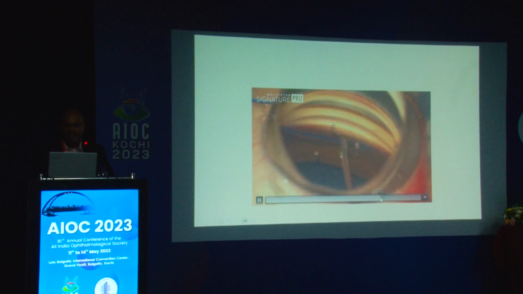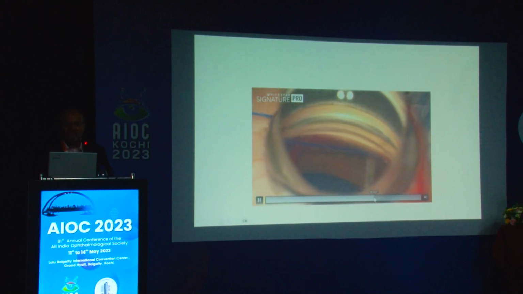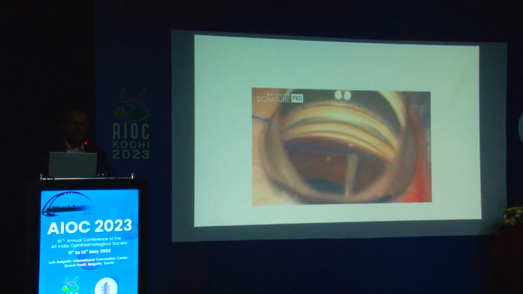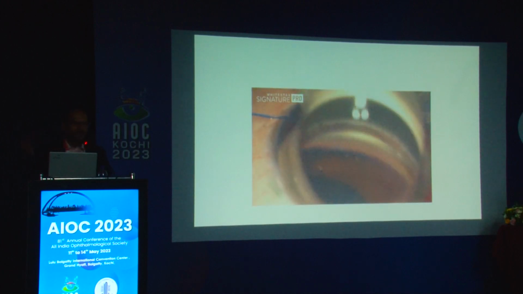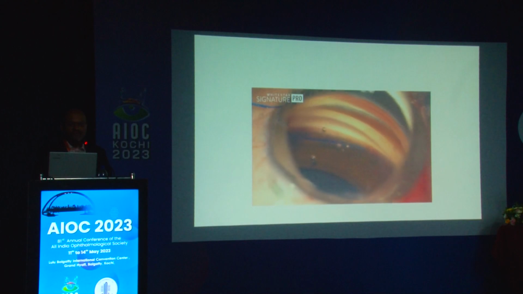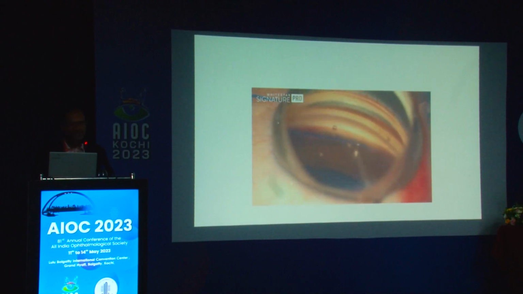anti-clockwise again. So you see the trick here is it's entering into the angle straight. It's not following the curve of the globe. So the important thing is it should follow the curve of the globe. If it's not following the curve of the globe and it's tangential, that means it's in the false passage.